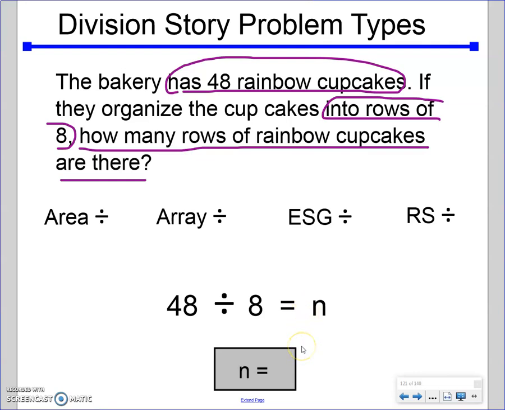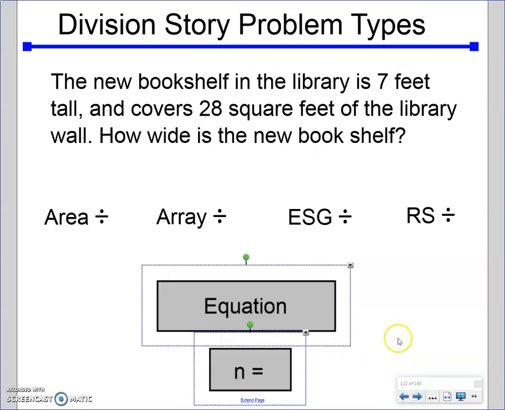What does n equal in this problem? I agree, n equals 6, so there are 6 rows of rainbow cupcakes. Take a look at this next problem.